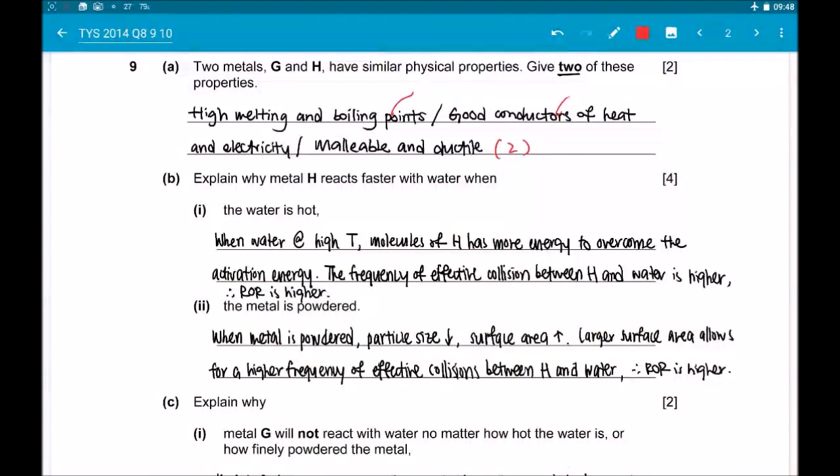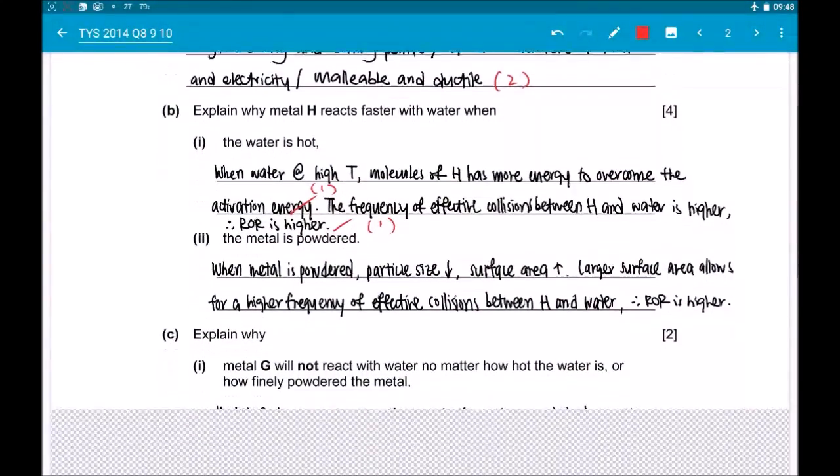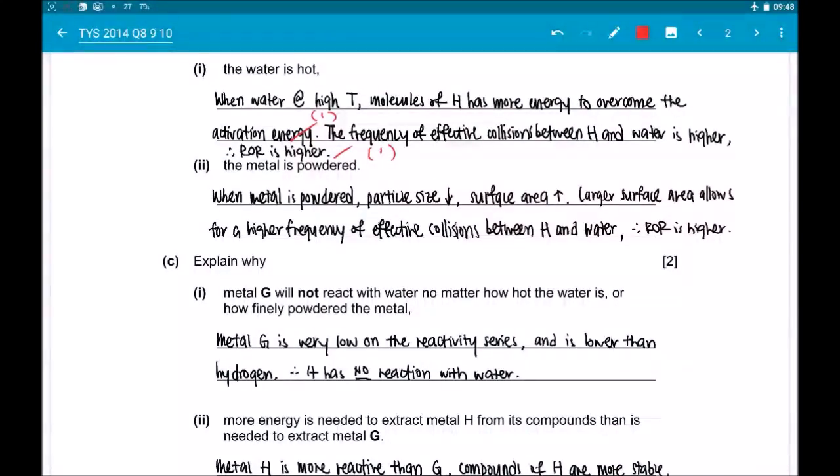For 9 part B as a whole, it is 4 marks. So 2 marks for part 1 and 2 marks for part 2. So for part 1, first we have to talk about the high temperature leading to more kinetic energy, which in turn will help to overcome the activation energy. So this will be 1 mark. Then the second mark will go to the increase in the frequency of effective collision, which results in the higher reaction rate. So that will be 2 marks for B part 1.